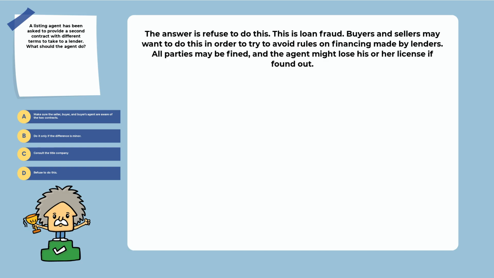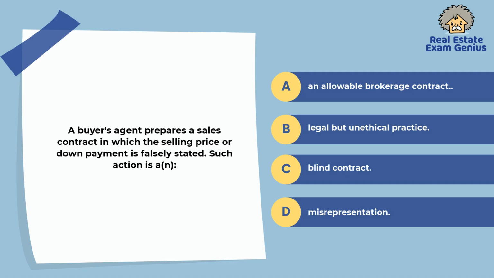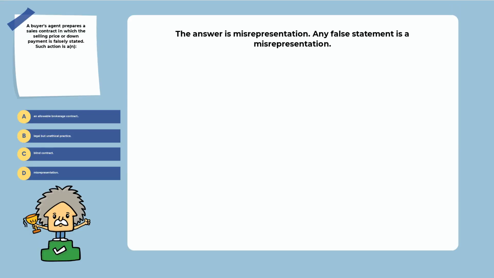A buyer's agent prepares a sales contract in which the selling price or down payment is falsely stated. Such action is an allowable brokerage contract, legal but unethical practice, blind contract, misrepresentation. The answer is misrepresentation. Any false statement is a misrepresentation.